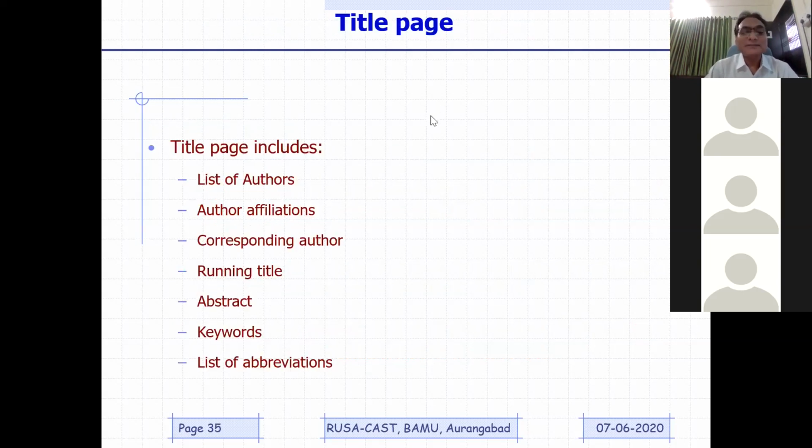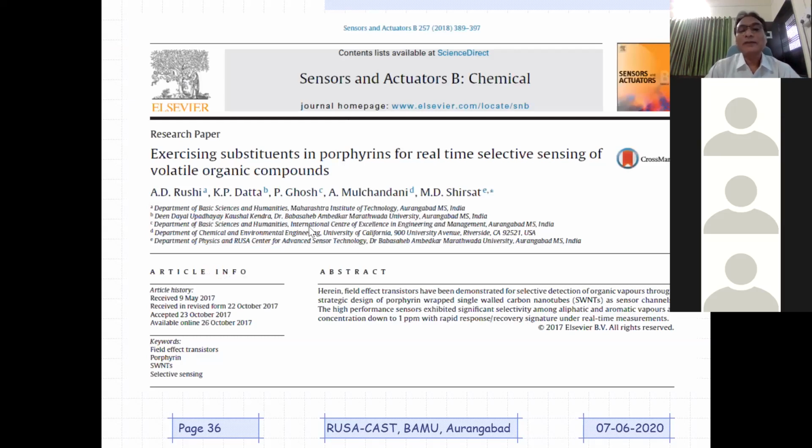Then what should be on the title page? On the title page we include the list of authors, author affiliation, corresponding author, running title, abstract, keywords, and list of abbreviations. This is one of my papers, let me show you. This is the title page. We have the title, then authors, their affiliations, and abstract. I will tell you more about the abstract.